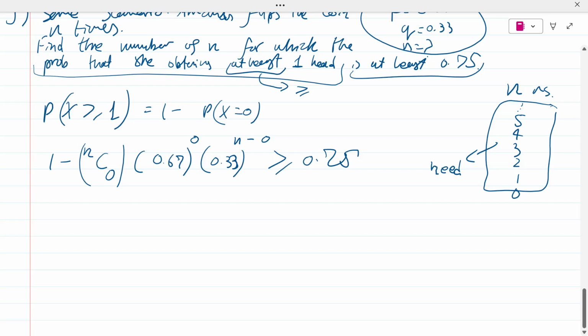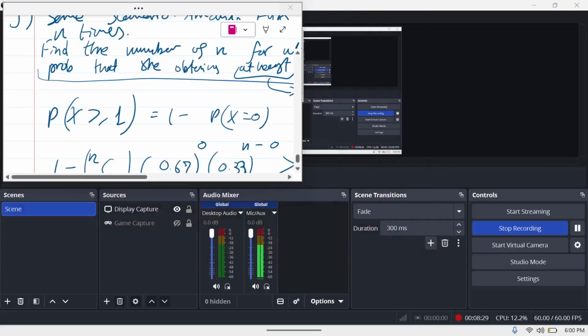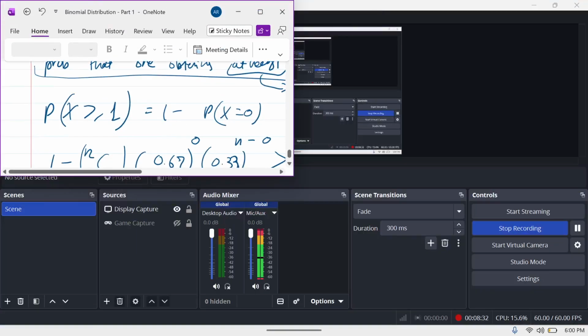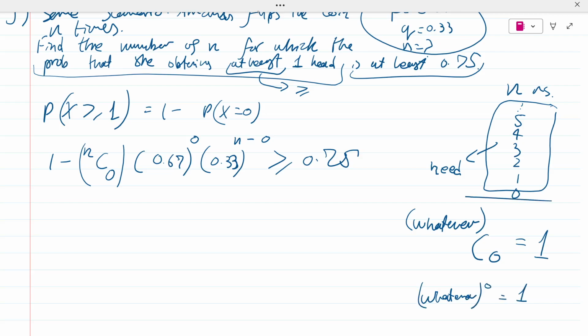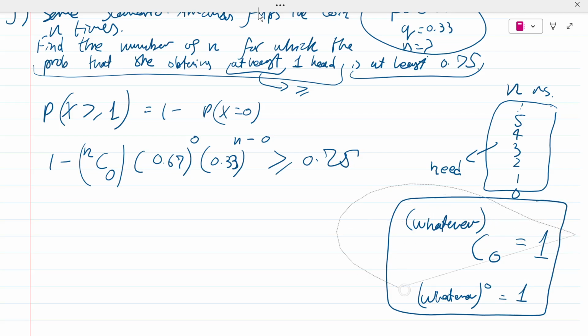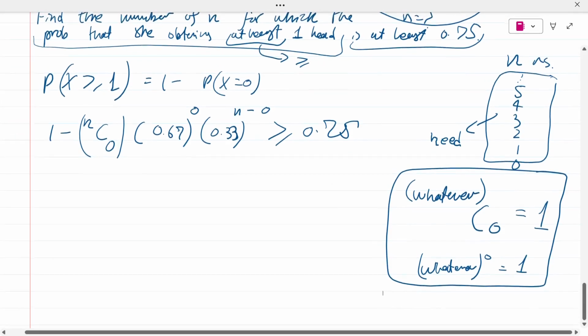Now look, remember one thing. Sorry, that was a mistake. Now look, whatever. Give me a second. Now look, C0 is always equal to 1. It's like whatever raised to the power 0 is also equal to 1. You can think of them like they're just the same thing, right?